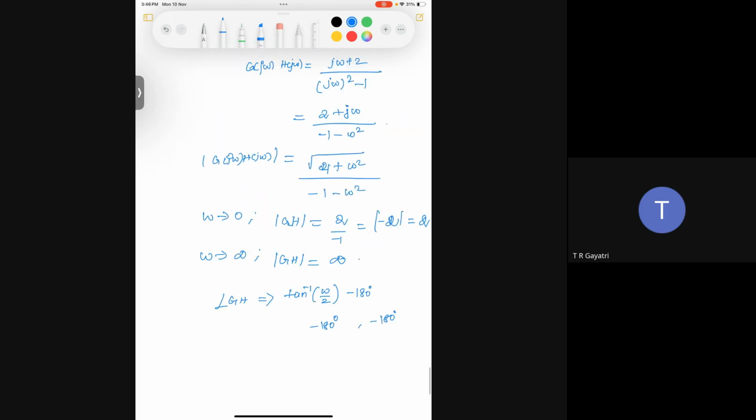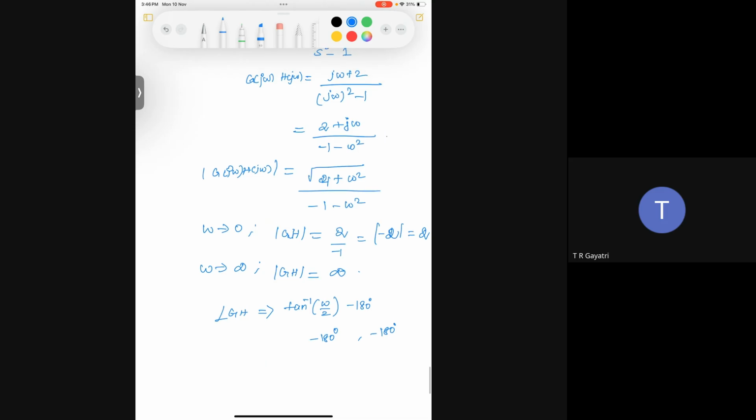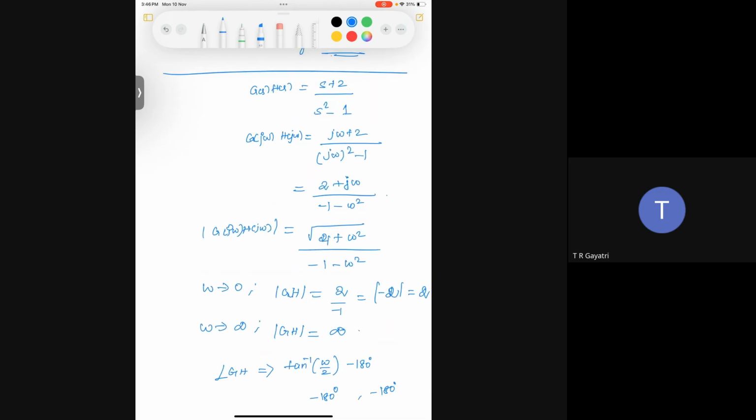Ma'am, how do you write minus 180? It's for omega square in the denominator. One minute. It's for s plus 2. You'll plot in MATLAB and we'll see.